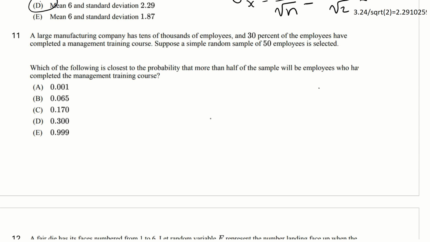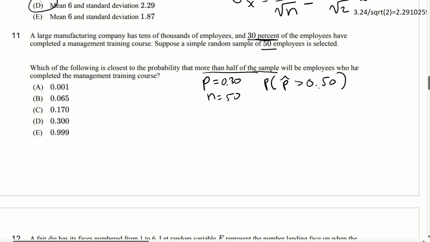Okay, so first off, we got 30% of the employees, so that's p, 0.30. Sample of 50, so n is 50. And it says the probability that more than half of the sample, so that means p hat is greater than 0.5. They're saying the probability that p hat is greater than 0.50. So p hat is 0.50, and then we want to be greater than that, right?